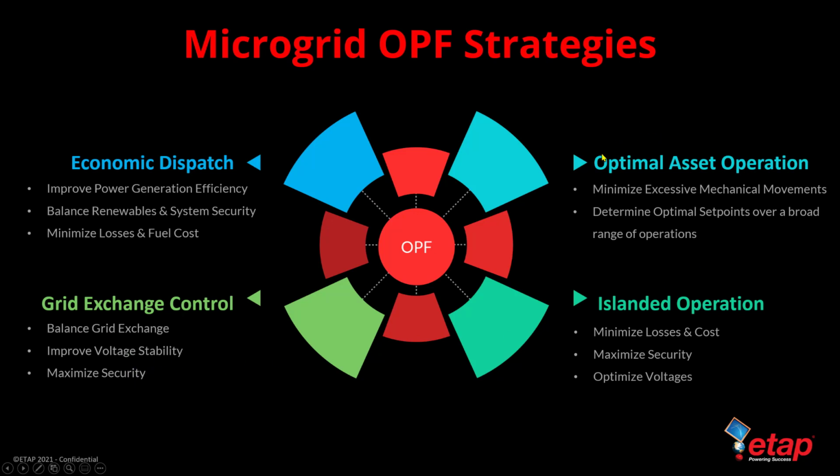We can also use OPF for optimal asset operation, where we can minimize excessive mechanical movements, determine optimal set points over a broad range of functions, again such as tap changers and other mechanical equipment. We can also leverage OPF for a microgrid system to understand the impact of an islanded operation and then apply OPF to minimize losses and cost, maximize security, and of course optimize voltages.